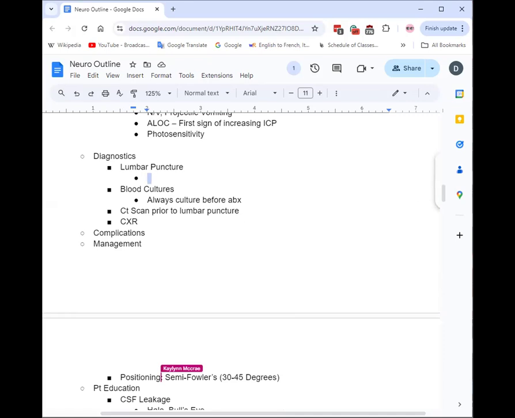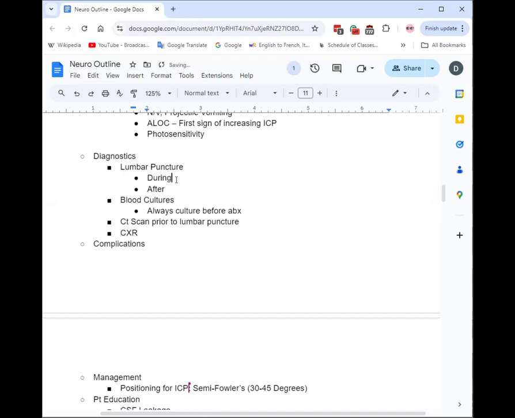A lateral recumbent. I believe that means on their side. Yeah, so during and then after, because the positions differ. This one is just on their side, right, for the during. Yeah. So I guess we'll do the technical term. What about after?